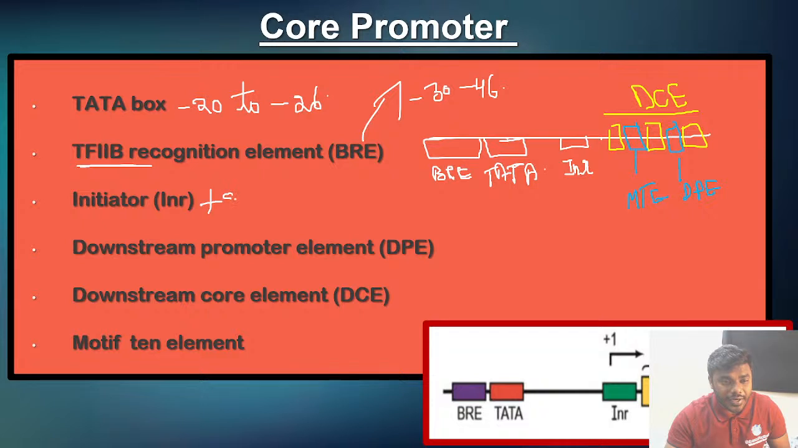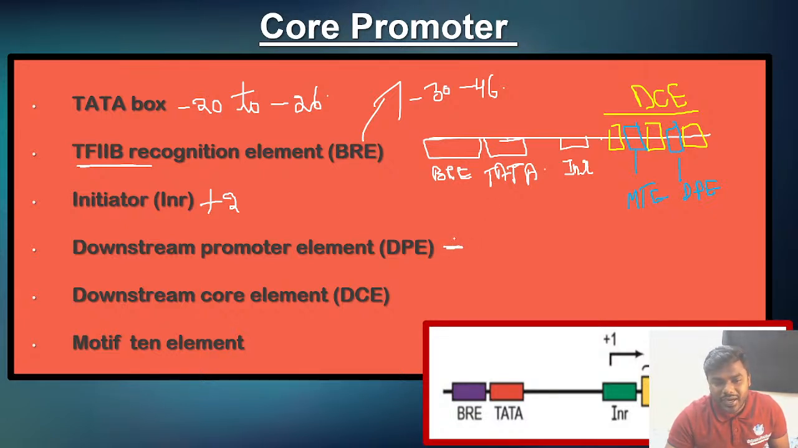INR is located exactly at the +2 region. From the INR only, you can compare what is the upstream region and what is the downstream region. And if you look into these three, they are completely what, friends? Downstream. We can call them the downstream promoter element, the downstream core element, and, friends, the motif 10 element.